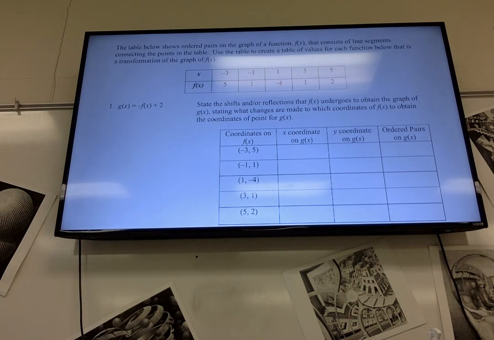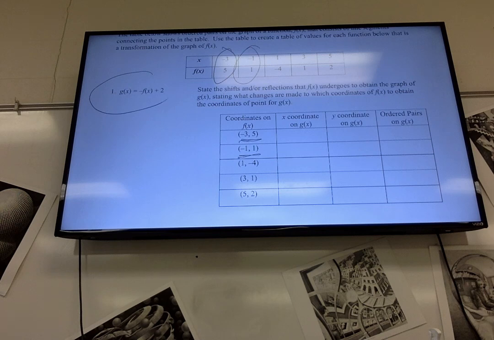Now we're going to do this with ordered pairs. And these, in my opinion, are easier because we don't have to come up with the numbers or graph. We just figure it out. So we have a table. And this table gives us all our ordered pairs. So like here we have negative 3, 5. That's what this is. And then we have negative 1, 1. That's what that is. So that's where they're getting these numbers. It was just given. And f of x is a bunch of line segments. And we're going to use the table to create a table of values for each function below that is a transformation. So g of x is a transformation.